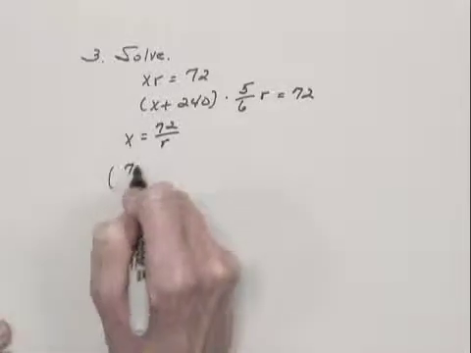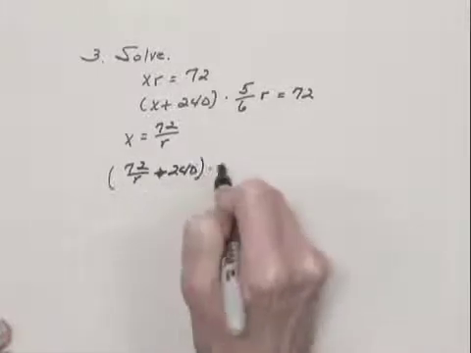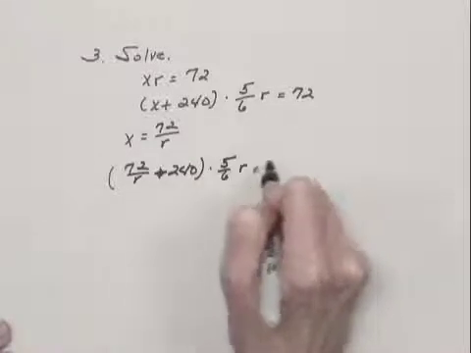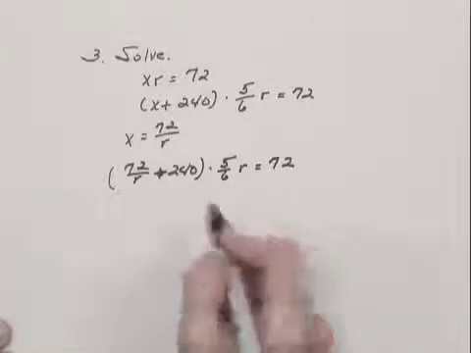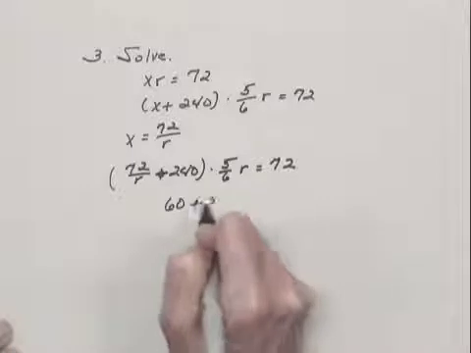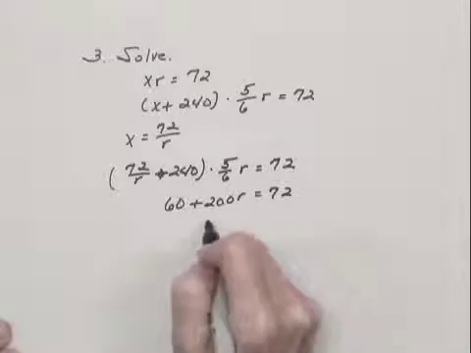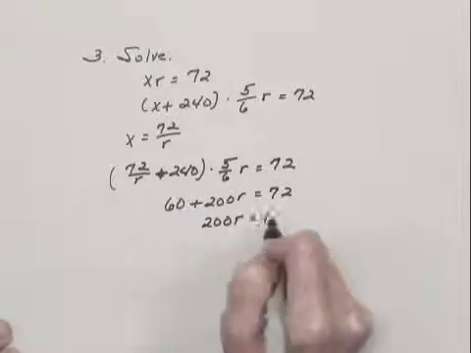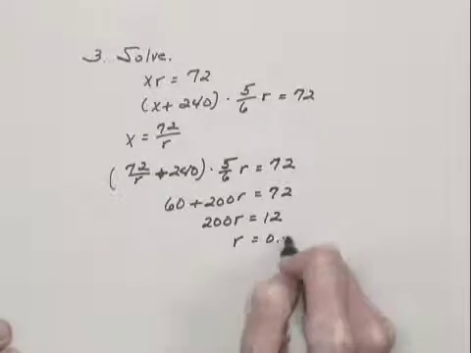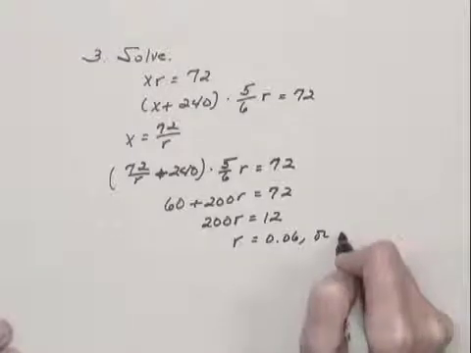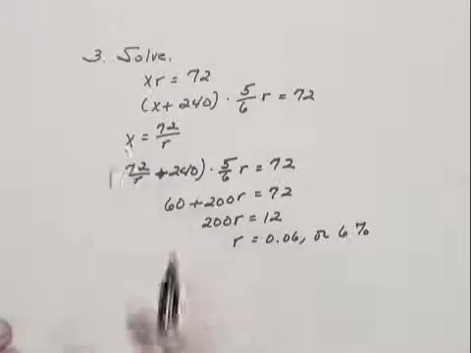So I would have 72 over r plus 240 times 5/6 r is equal to 72. When I multiply this quantity by 5/6 r, what I get is 60 plus 200 r. That's equal to 72. Subtract 60 on both sides, and we have 200 r equals 12. And divide both sides by 200, and we get r is equal to 0.06, or expressing it as a percent, 6%.